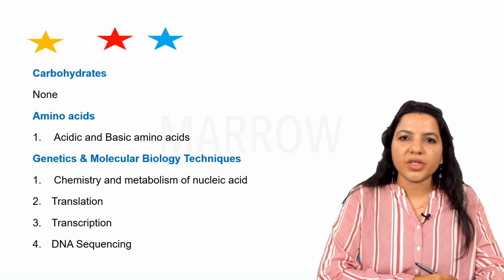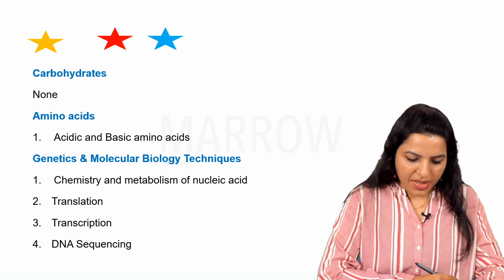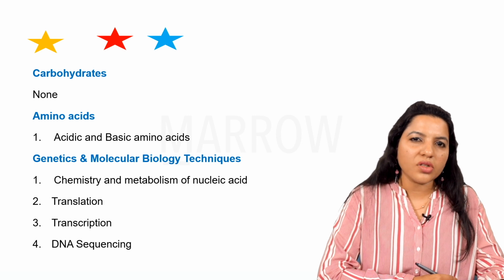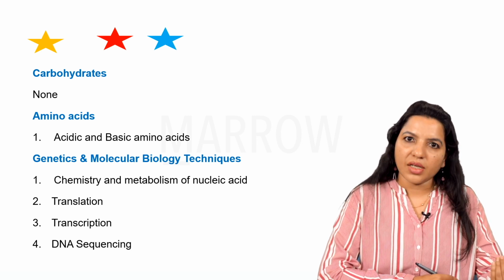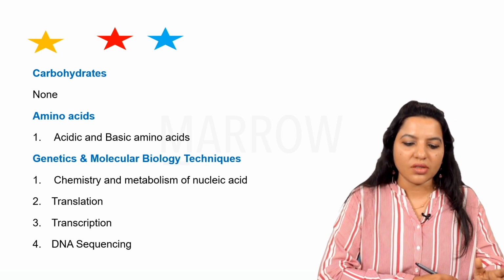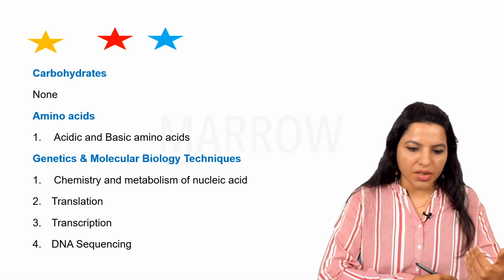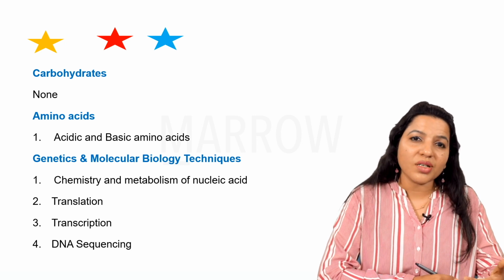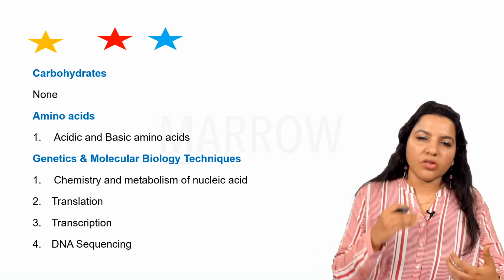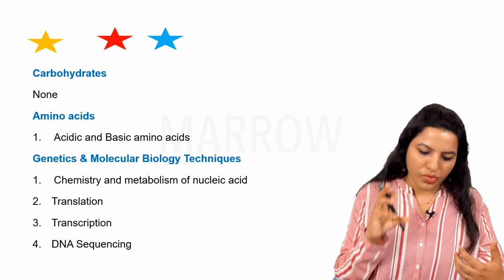I cannot say any topic in carbohydrate is a 3-star topic. And in amino acids, acidic and basic amino acids are not very important. Only a few things you have to know in the acidic and basic amino acids. Genetics and molecular biology techniques, chemistry and metabolism are 3-star topics only, where you first solve the MCQs, then only you read the topic. Translation: first solve the MCQs, find whichever is important, then see all the videos, and concentrate only on those important areas.